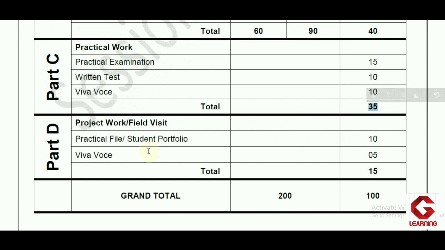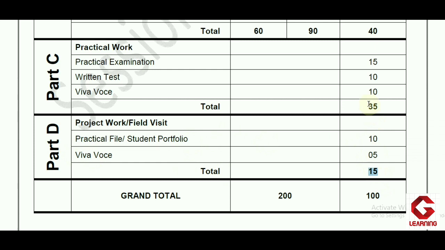Now part D is also there. In part D, first of all, is the practical file. You have to make one practical file, just as you make one in the science subject. In the same manner, in information technology you have to make a practical file and write your practicals. That practical file will be of 10 marks, and there will be one more viva in part D, with a weightage of 5 marks. So overall part D is 15 marks.